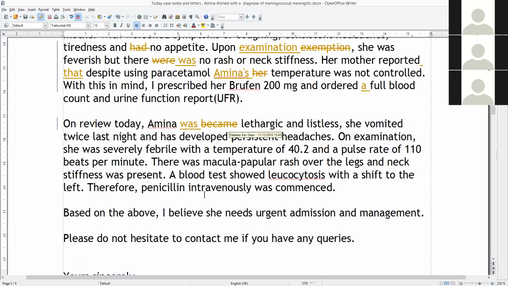Vomited twice last night and has developed persistent headaches. Has developed and had developed persistent headaches. On examination, the febrile pulse rate, legs and neck stiffness was present. Penicillin intravenously was commenced. Bit awkward. Penicillin intravenously was commenced. Okay. Therefore, I commenced intravenous. Yeah, you can use it, but that's a little bit formal.